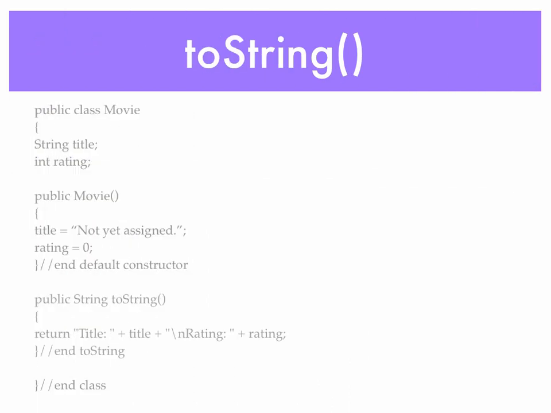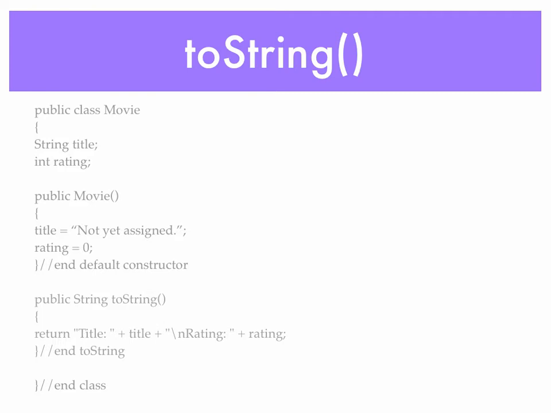Now, here's some simple code, a class Movie, to demonstrate the toString method. You'll note that this class Movie has two instance variables, one of type String called title, one of type int called rating. And we have a default constructor. It's public, named Movie, and it puts into the space title the string "not yet assigned" and rating 0. We then have the method toString.